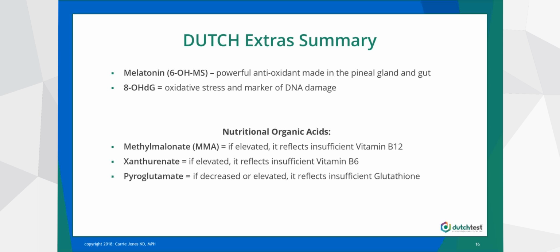Methylmalonate, MMA, which many of you are probably very, very familiar with. If it's elevated, it reflects an insufficiency in vitamin B12. Xanthurenate, if elevated, reflects an insufficiency in B6. And pyroglutamate, if it's high or low, it does reflect a problem with glutathione.